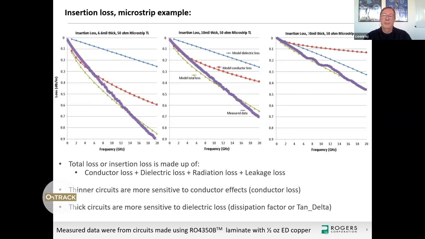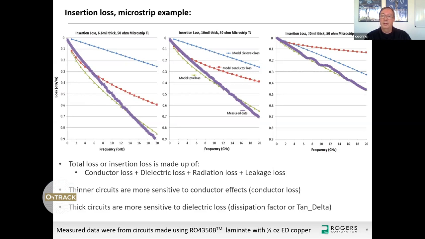As a reference, on the far right is the same type of chart, except now it's using a thick substrate, 30 mils thick. For 30 mils thick, the ground and the signal plane for this microstrip are so far apart that the copper surface roughness doesn't matter as much. Now the conductor effects, the red curve, are less important, and the blue curve, which is dielectric losses, is a lot more important. That has to do with dissipation factor.